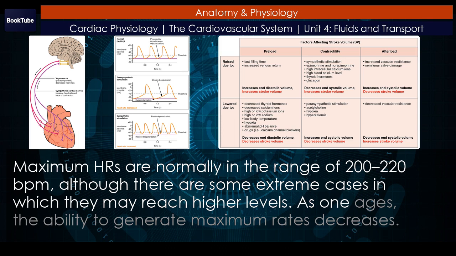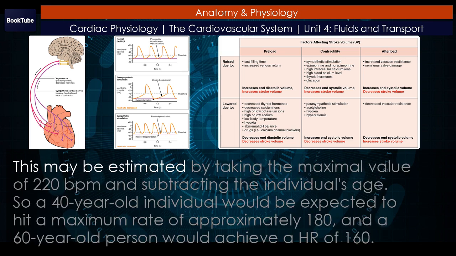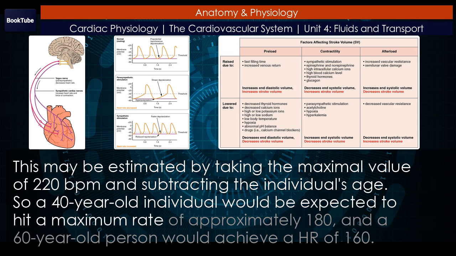As one ages, the ability to generate maximum rates decreases. This may be estimated by taking the maximal value of 220 BPM and subtracting the individual's age. So a 40-year-old individual would be expected to hit a maximum rate of approximately 180, and a 60-year-old person would achieve a HR of 160.